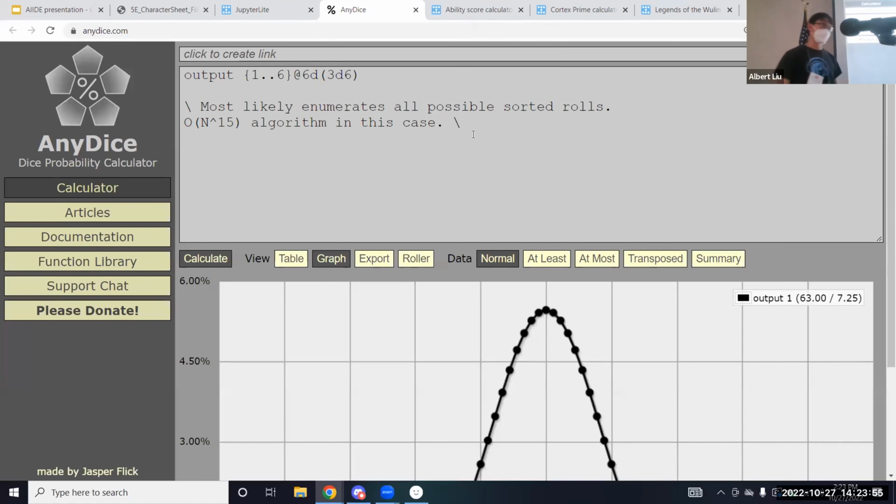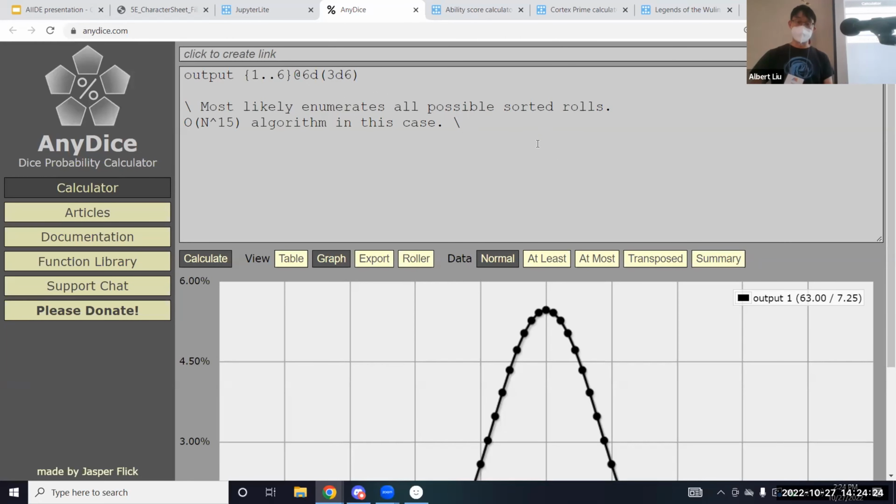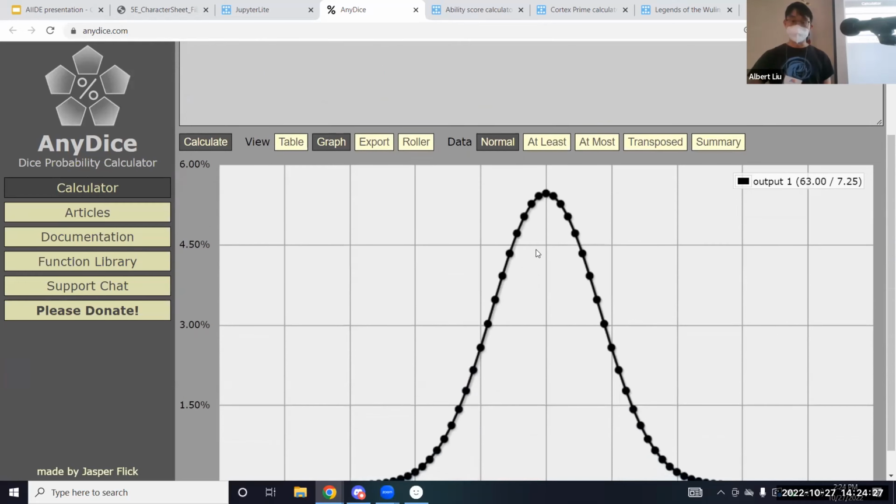For example, what's the total of all your ability scores, or what's your highest ability score, or second highest, and so forth. If we want to know this, maybe we try going to AnyDice, which is probably today's most popular dice probability calculator, with good reason. I am not here to brag on AnyDice, but it's not quite sufficient for some of these problems. So if you have a pool of six ability scores, you hit the calculate button, it goes to the server, and comes back pretty soon with your result.